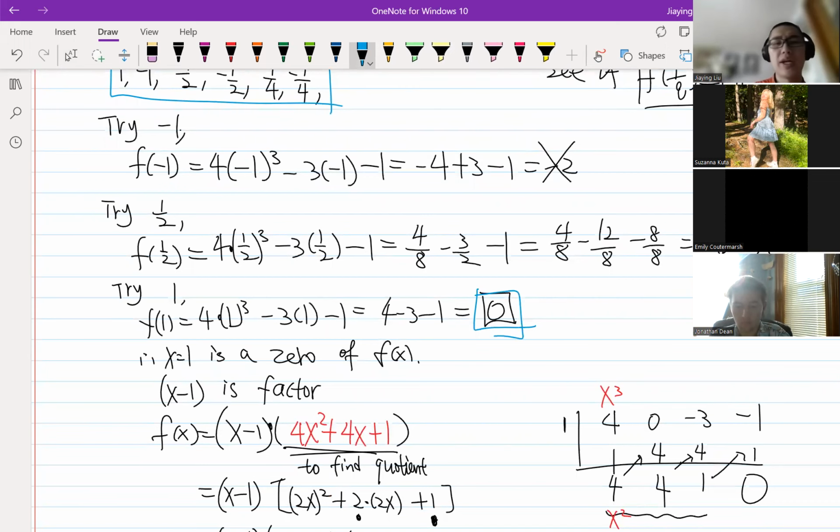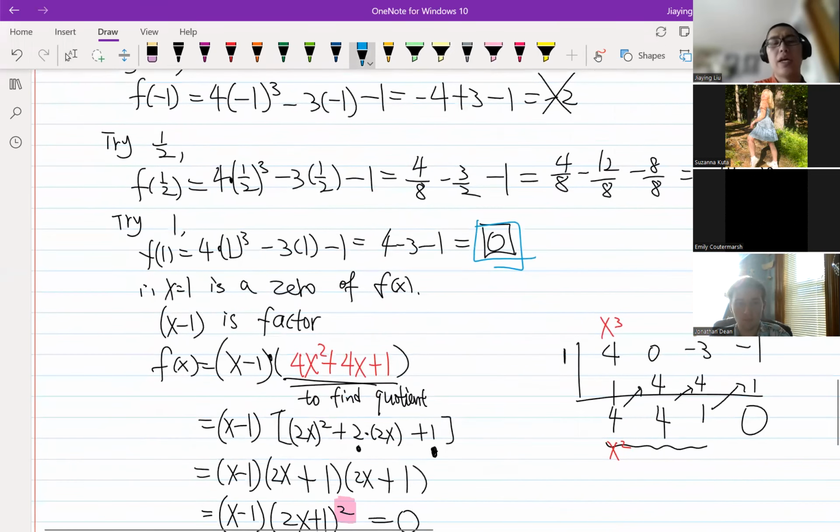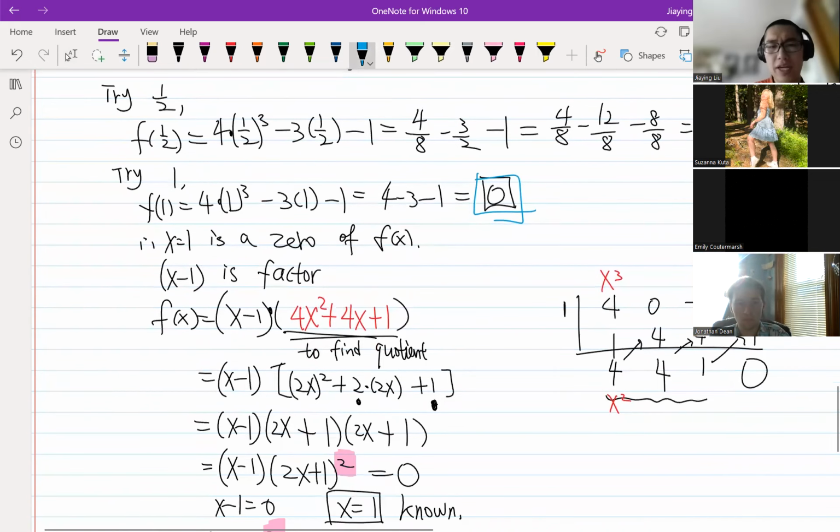In this case, when we have x equals 1 as a 0, that gives us x minus 1 as a factor. Then we can use that factor to perform the division to find the quotient, which is going to be quadratic in this case, which we can always try to factor if possible. And then from there, we can solve for the zeros.